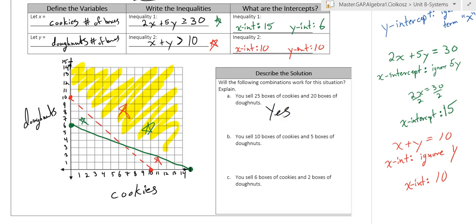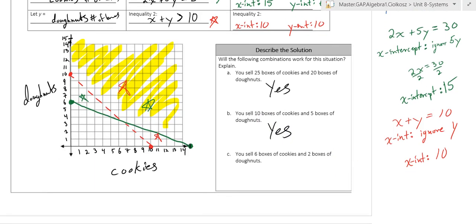Oh, 10 boxes of cookies, 5 boxes. So let's see, 10, 5. Yeah, that's definitely in there too. So that's another yes. 6 and 2. Well, 6 boxes of cookies, 2. That is not in that shaded region. So the answer there is just no.